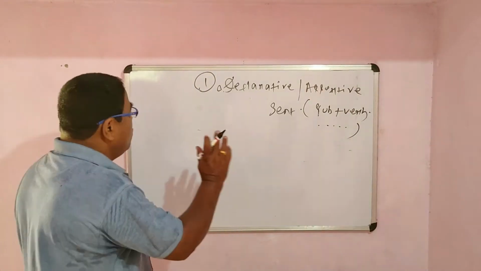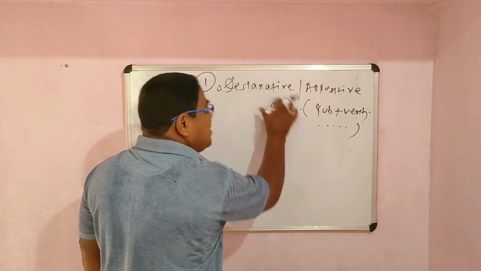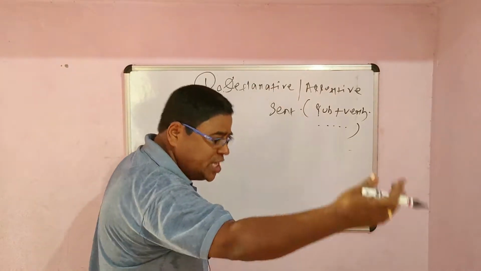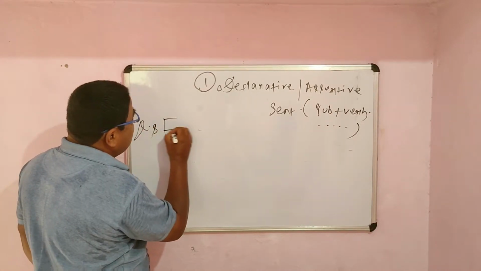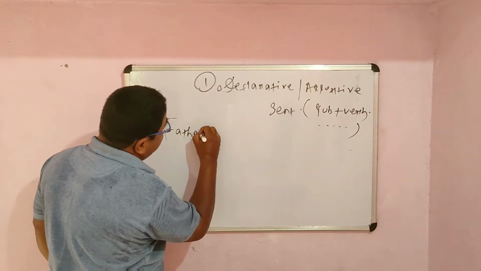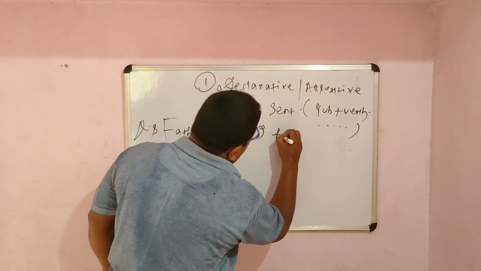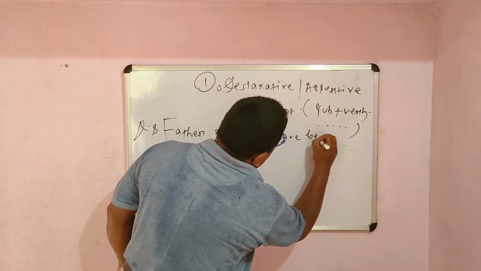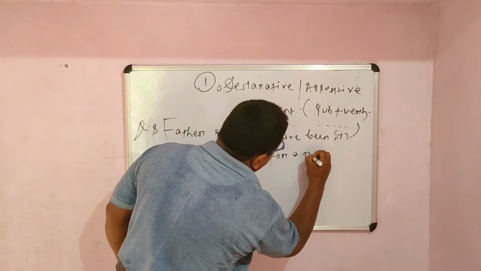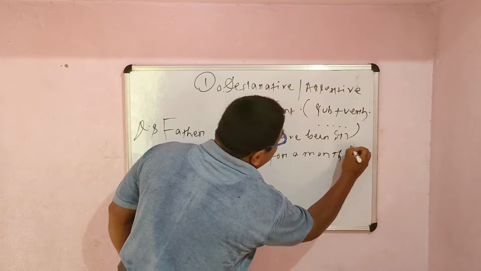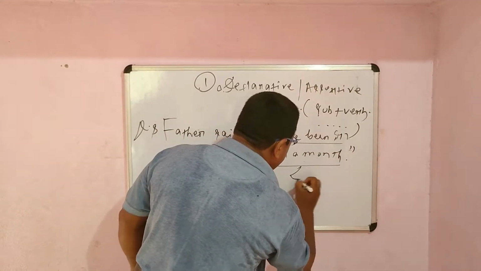So now I am going to explain how a declarative sentence in direct speech is changed into indirect speech. Suppose in the direct speech I say, Father said, I have been ill for a month. Remember, what is the direct speech? Actually, I have been ill for a month. This is called the DS.